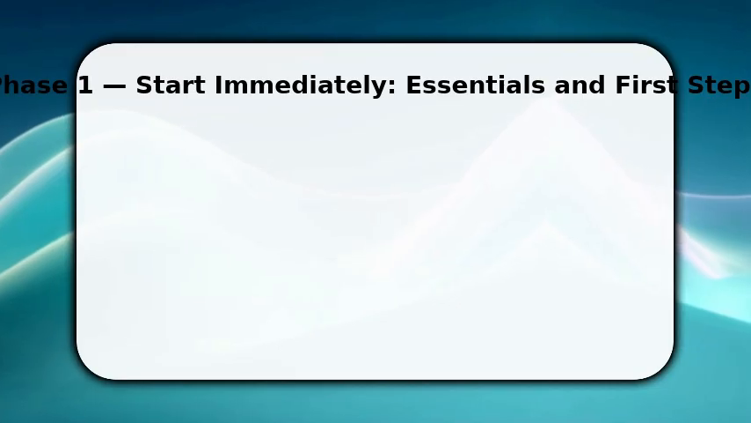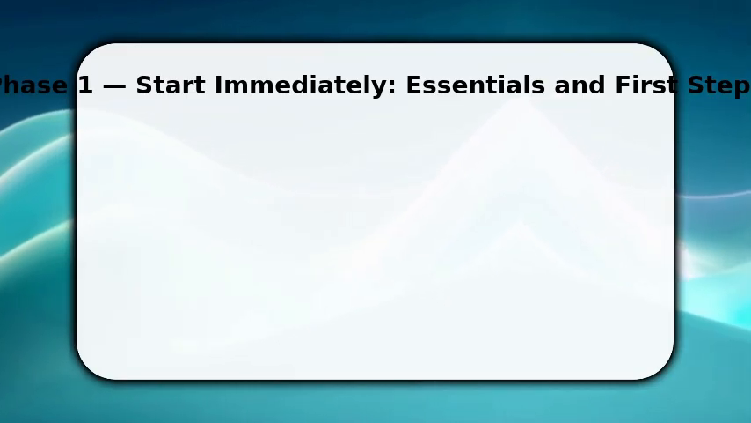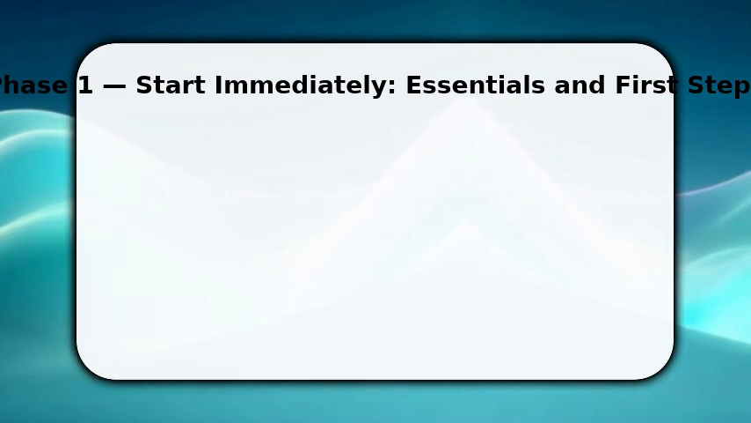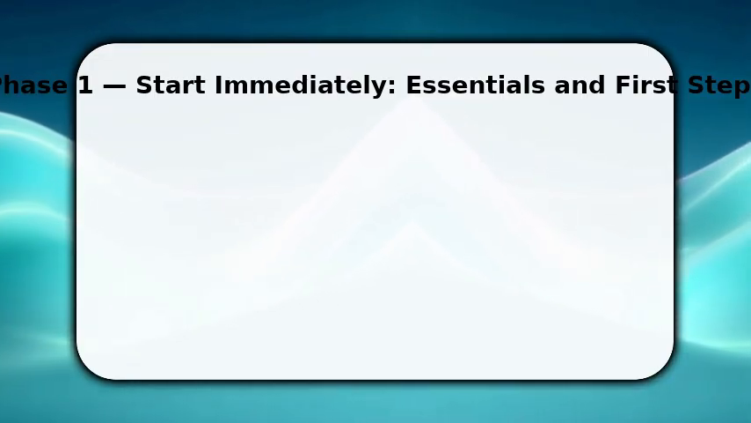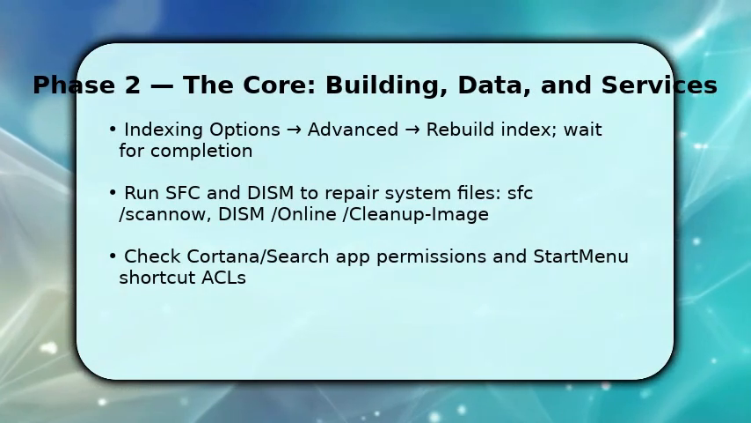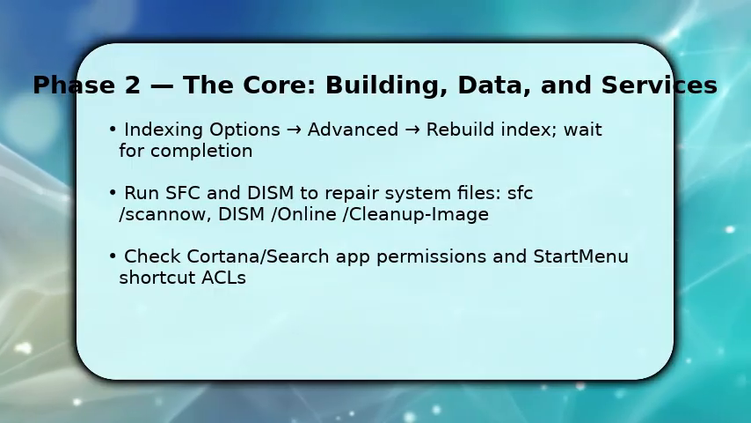This first sweep fixes most misses because search uses a file index, not live app lists, so putting shortcuts where Windows scans matters. Once the quick checks finish, rebuild the index from indexing options, advanced, rebuild. This forces Windows to recatalog installed apps.